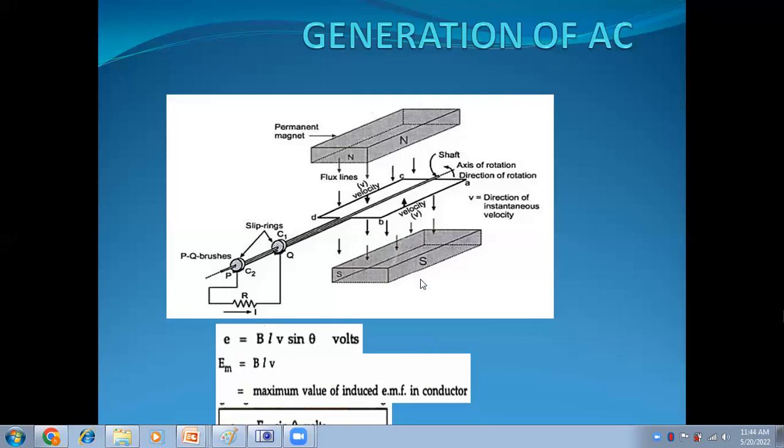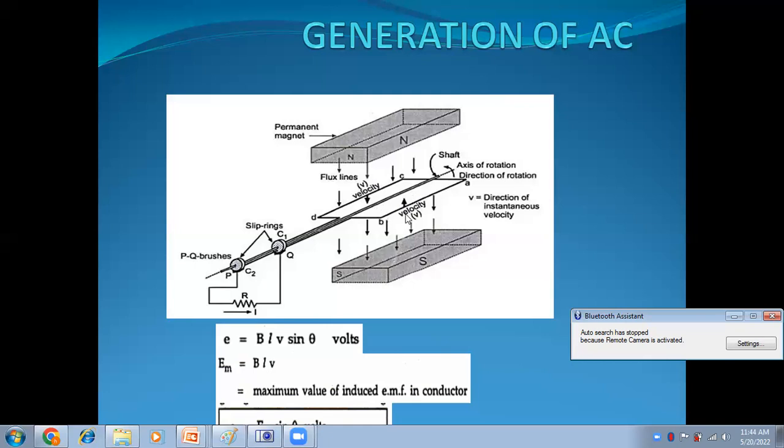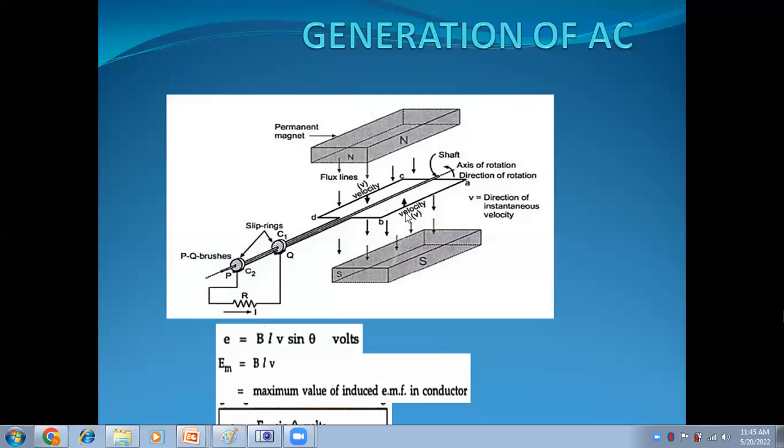Again, when this conductor rotates along the axis of rotation, the angle of rotation changes from 0 degrees to 360 degrees, and when it completes one complete rotation, one complete cycle is generated, which corresponds to one complete cycle of the alternating quantity.